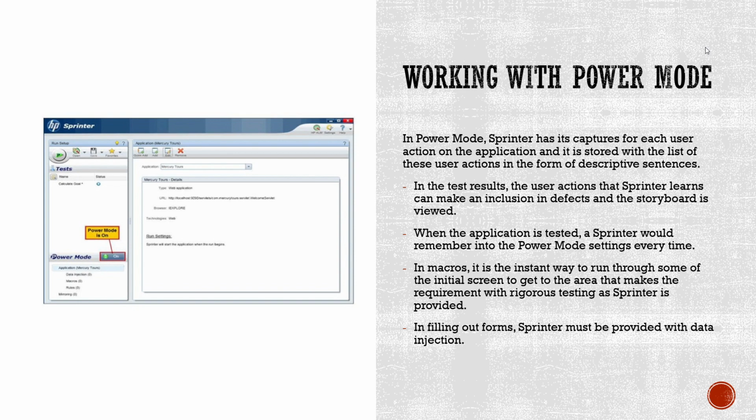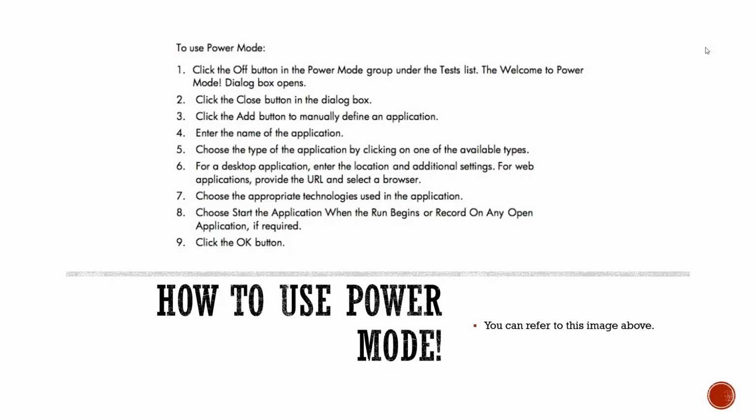Macros are an instant way to run through some of the initial screens to get to the area that requires rigorous testing. In filling out forms, Sprinter must be provided with data injection. How to use Power Mode? You can refer to this image above.